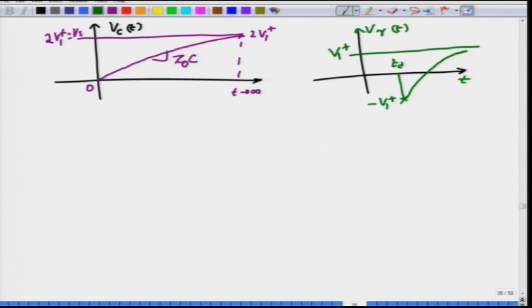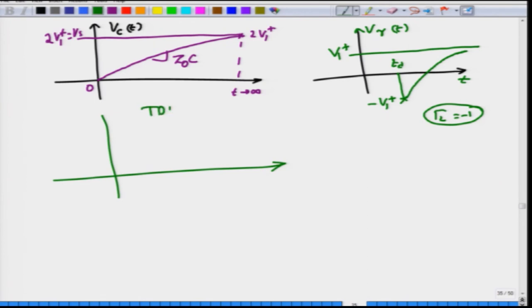This makes sense, no? Why? Because at t equal to td, the step voltage incident from the source has just arrived at the load, and at the load the capacitor, being initially uncharged, will present a short circuit, meaning that momentarily gamma L will be equal to minus 1, reflecting off the entire incident voltage, right? To get a better understanding, let us look at a TDR scope.